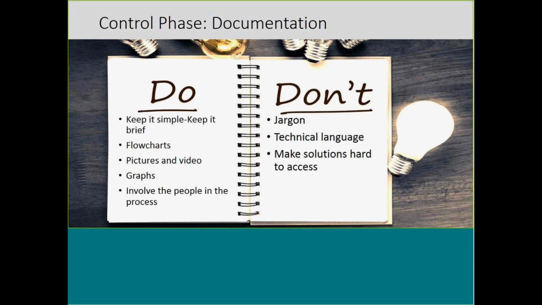Let's talk about some documentation now. Again, these are all ways that we are going to control the improvement that we have implemented and sustain it, to make sure that it does not revert back to the way that it was. So you're going to create some documentation, whether it's new process maps or SOPs, whatever it is. Here's some things to keep in mind when you're creating your documentation.